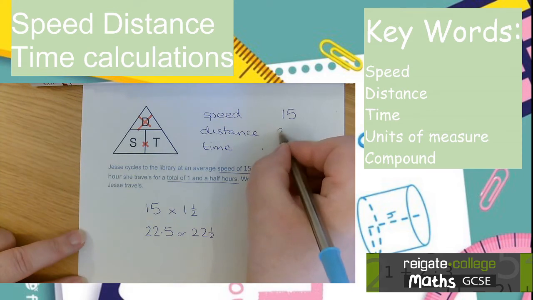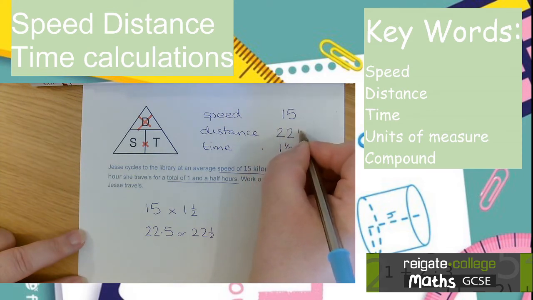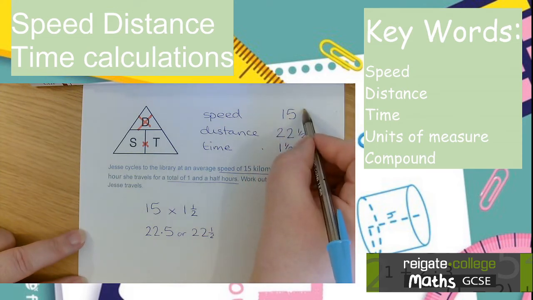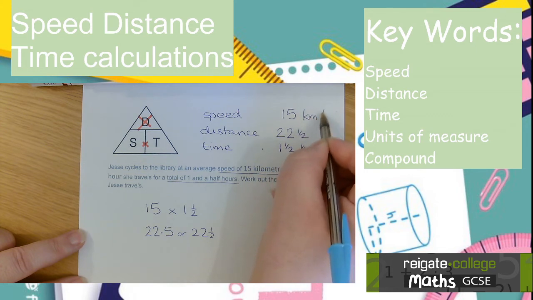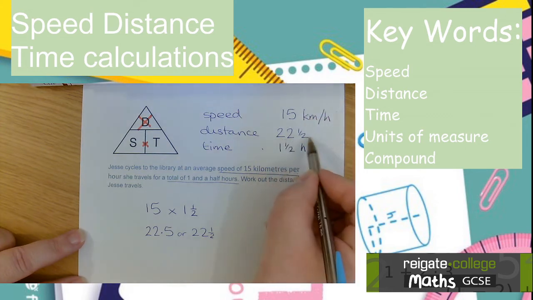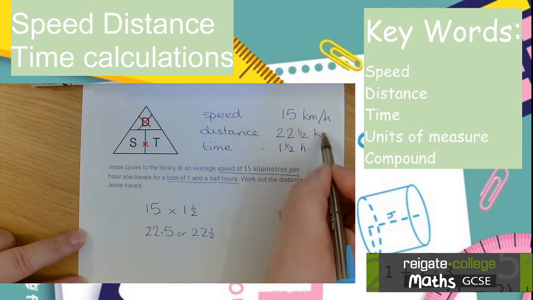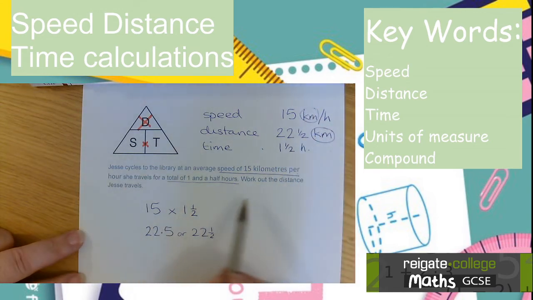Our distance therefore is 22.5. This was in kilometres per hour, so this must mean our distance is kilometres. The distance Jessie travels is 22.5 kilometres.